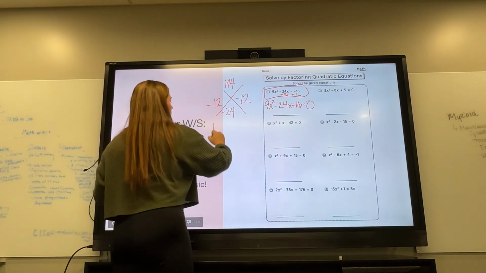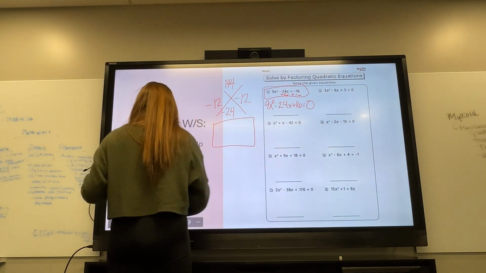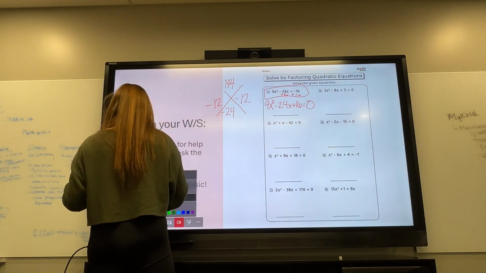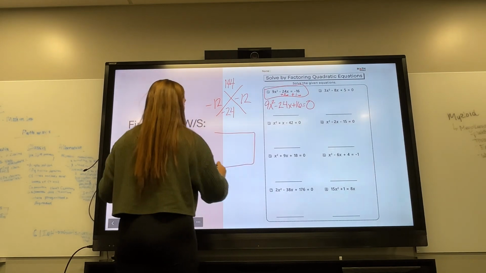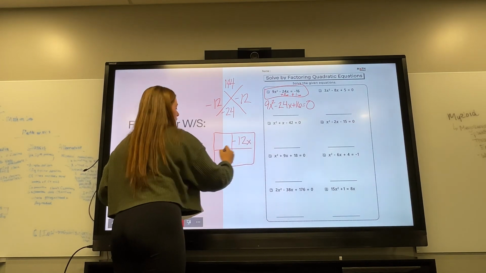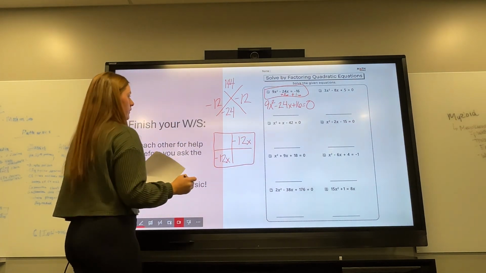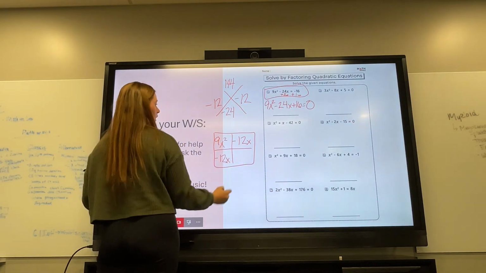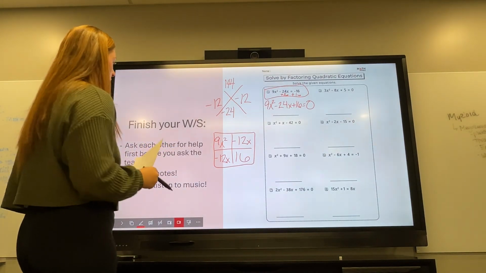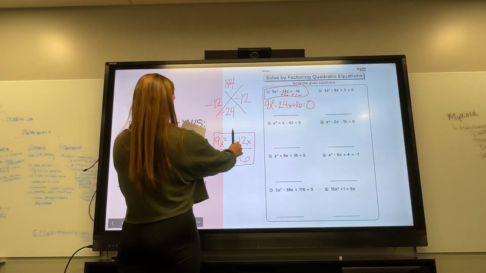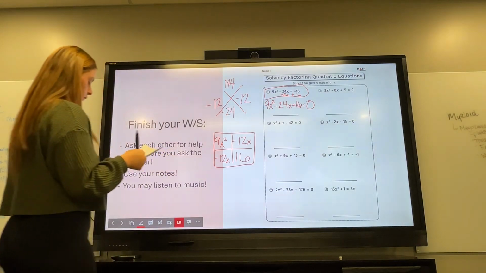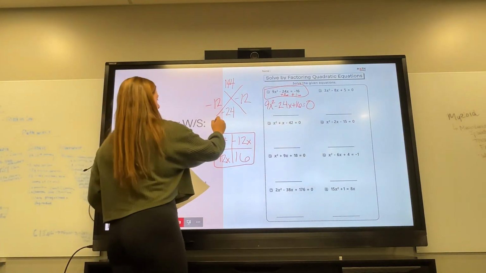Okay, we're going to put these into our diagonals. And our 9x squared right here, and then our 16 goes at the bottom. Okay, what can we take out? If you just look at this side right here, what can we take out of 9x squared and negative 12x? Think about it. I think 3x.